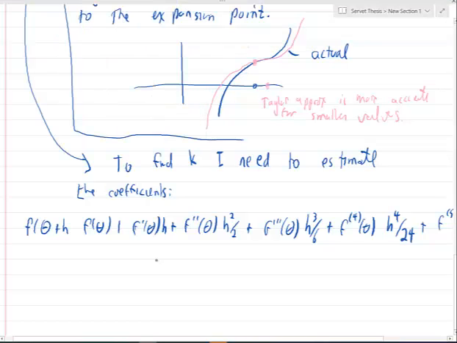So now this is f of theta plus h. Okay. Now remember what I said before is that we chose h so that these values are 0.